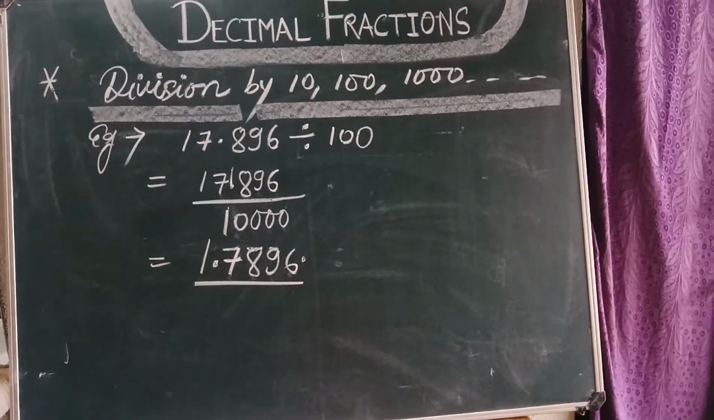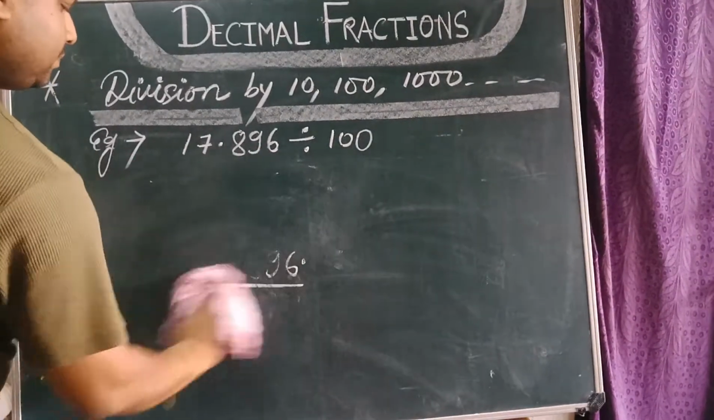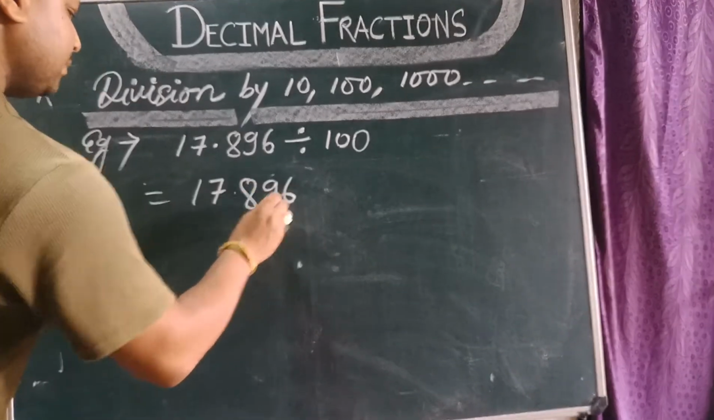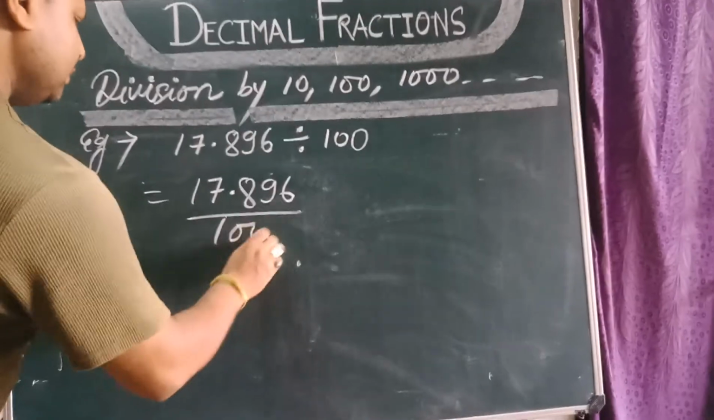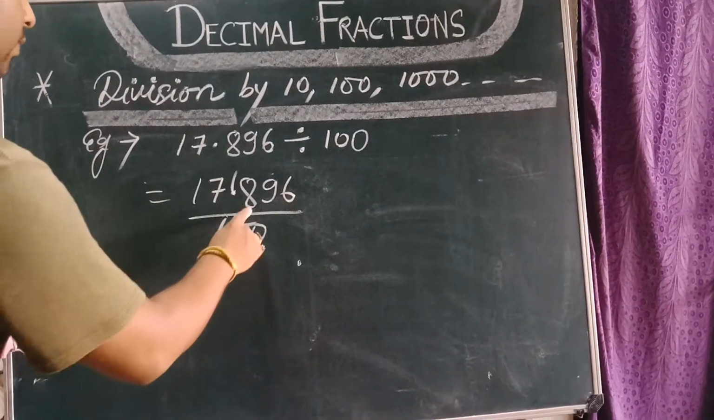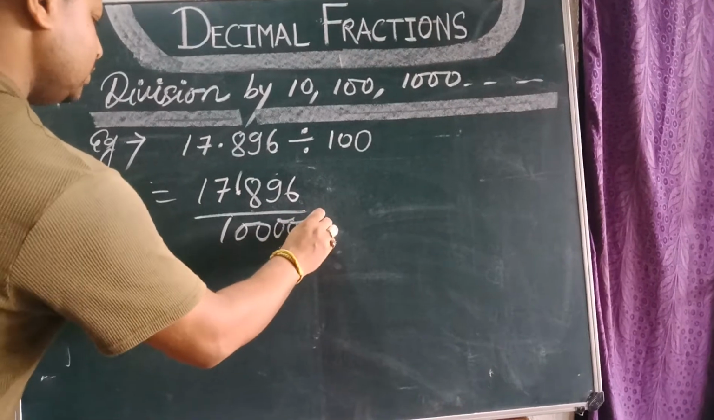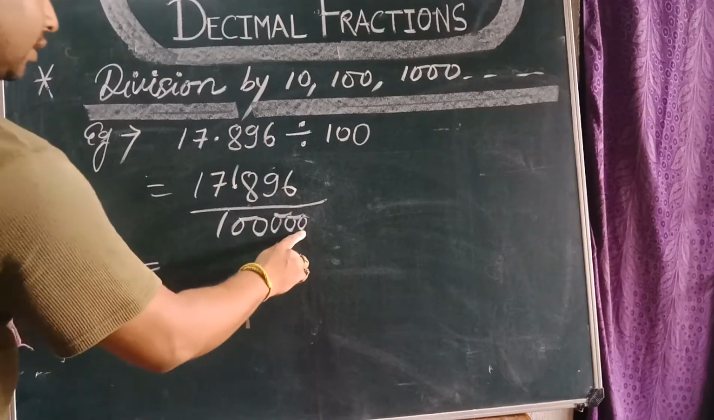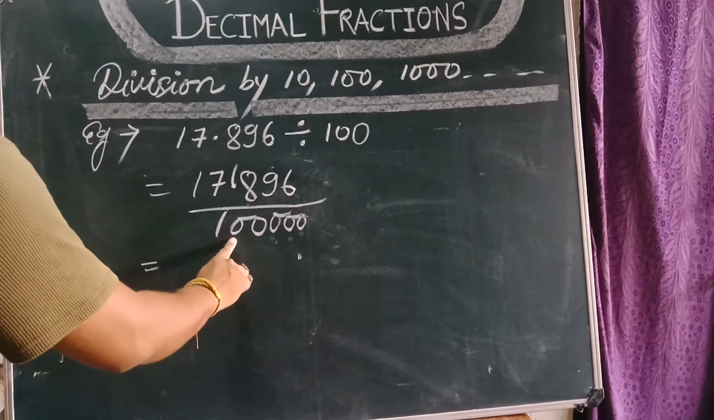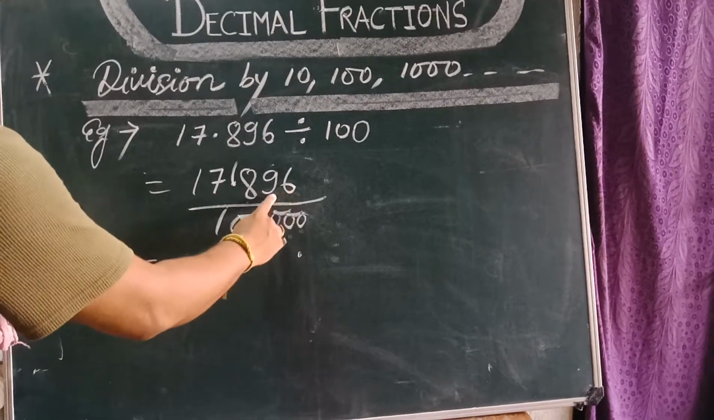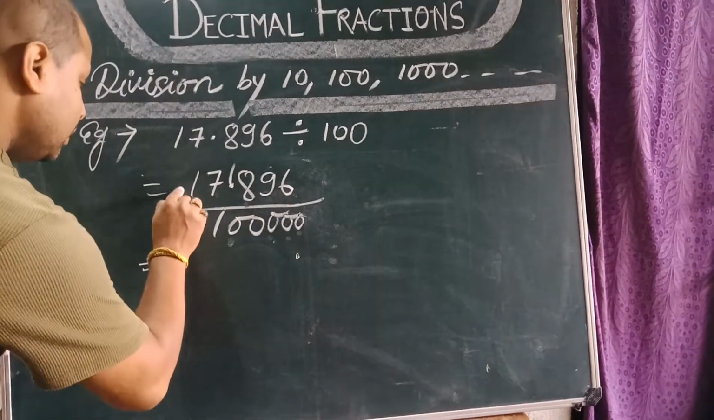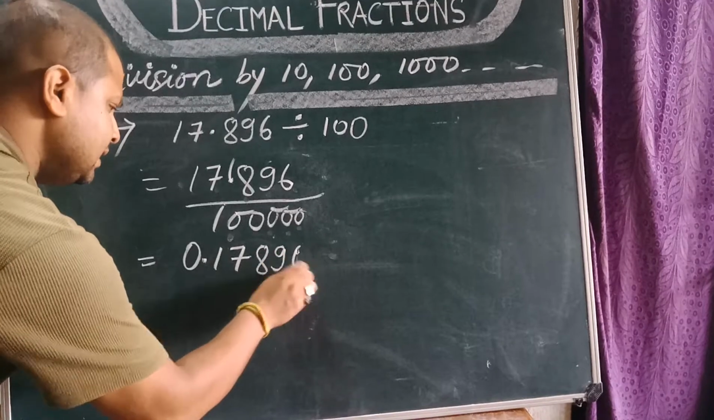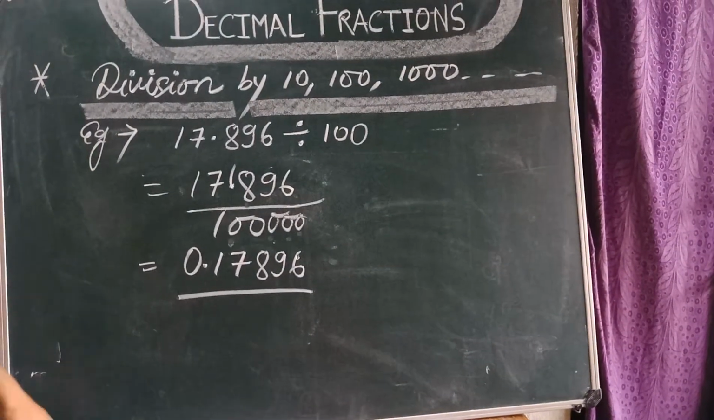In this way, suppose I take the same number with 100. Same procedure will be there. We can write it this way: 17.896 divided by 100. So this point will be removed. How many zeros will be placed again? 1, 2, 3. We have placed them comfortably. And now we have to see how many total zeros there are. 1, 2, 3, 4, 5. So we have to count that many digits, 1, 2, 3, 4, 5. So the point will be placed here. So it will be 0.17896. So I hope it is clear, students.